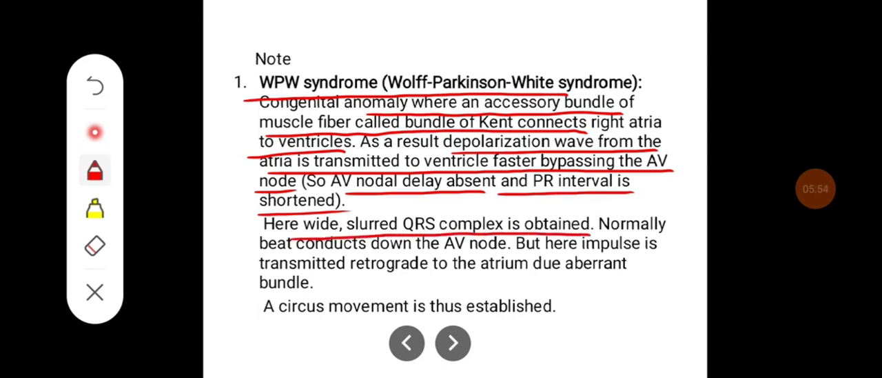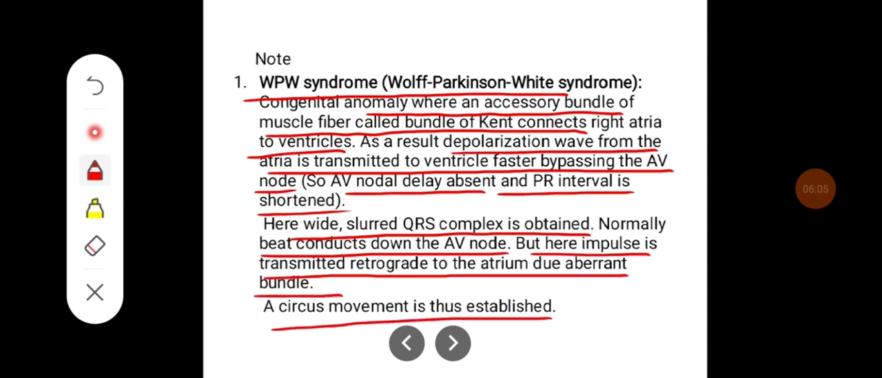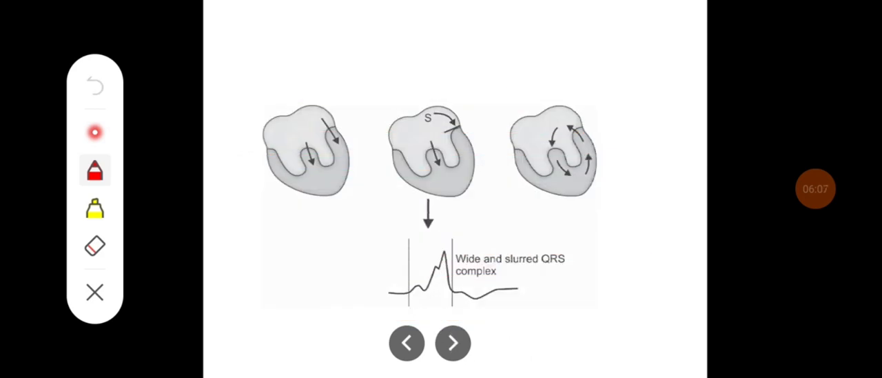Normally, the beat conducts down the AV node, but here the impulse is transmitted retrograde to the atrium due to the aberrant bundle. A circus movement is thus established. So here you can see that because of the bundle of Kent, a circular movement is established in WPW syndrome, which is characterized by a wide and slurred QRS complex.